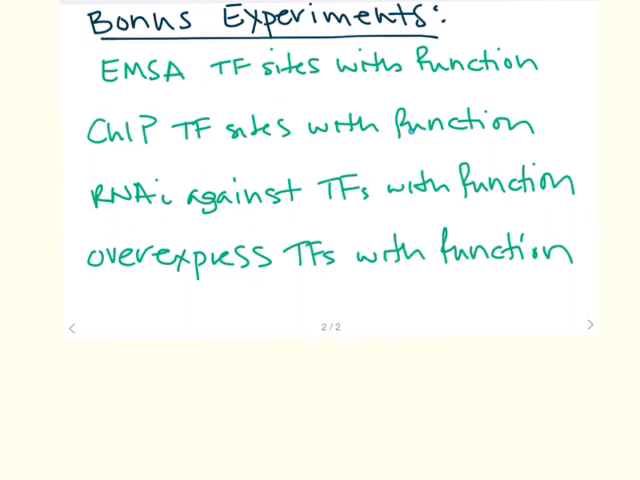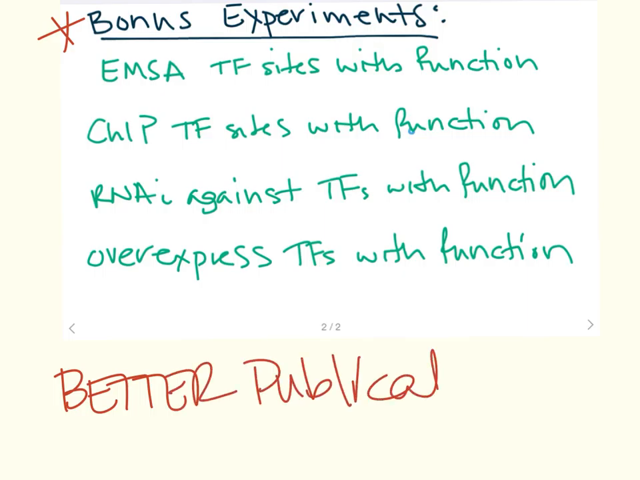As a bonus, we'd like to do some other experiments if we have time. Why? Because we can get a better publication. Woohoo! If we have extra experiments. What do these entail? EMSA, looking at the transcription factor binding sites and what proteins actually bind to these, or does a protein bind to them, and which one is it? ChIP, or chromatin immunoprecipitation, is looking at those transcription factors binding in the chromosome itself, not just in vitro in a test tube, but actually in the chromosome of an endogenous cell.